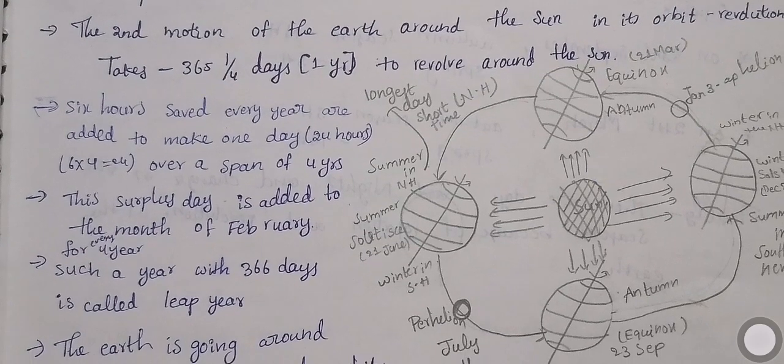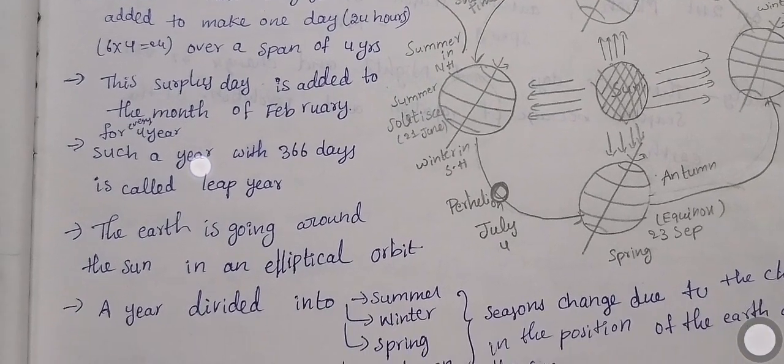Here the 6 hours saved every year are added to make one day over a span of 4 years. After 4 years we have one extra day. That is what we name a leap year, that is February 29. This extra day is added to February every 4 years. Hence, we have 366 days in a leap year and 365 days in a normal year.